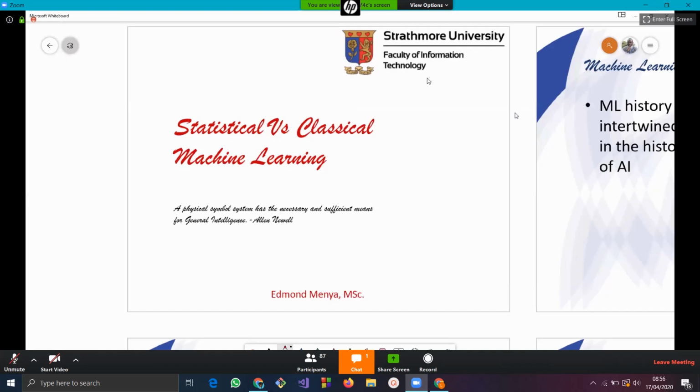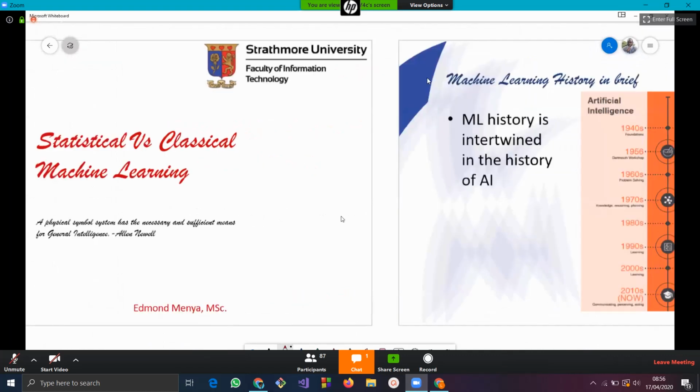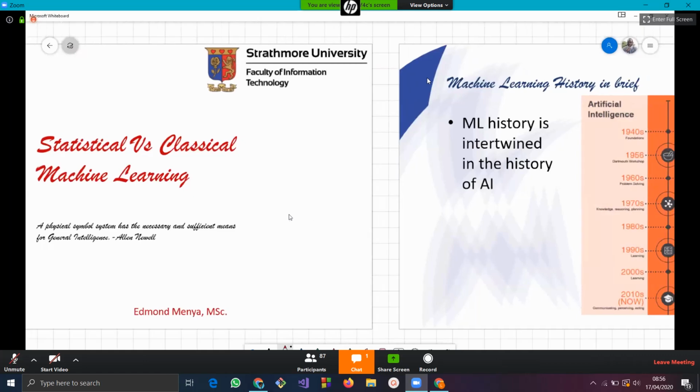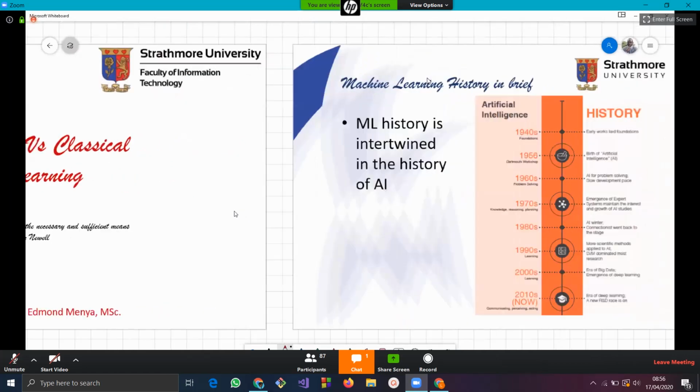So machine learning is actually deeper than what we call data science, etc. And we are going to see in what ways. The key idea here, and there's a saying by Newell that you can read through: physical symbol systems as the necessary and sufficient means for general intelligence. I will discuss that in a moment.